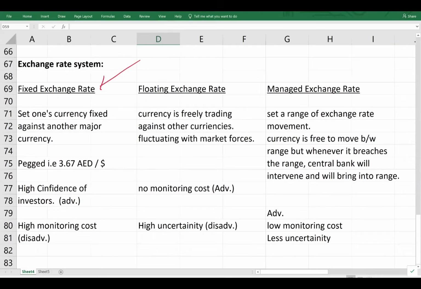One is fixed exchange rate. As I gave you example in the UAE case, what is the fixed exchange rate? When one currency is always fixed against another major currency, this is called fixed exchange rate. It will not go up. I think it will remain the same for many, many years, depending on the agreements, right? I think there are a lot of currencies in the world right now, I think Turkish lira as well, and a lot of other currencies which are pegged, which are fixed against dollars.